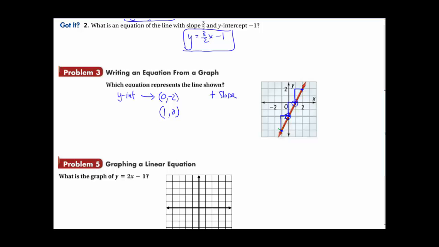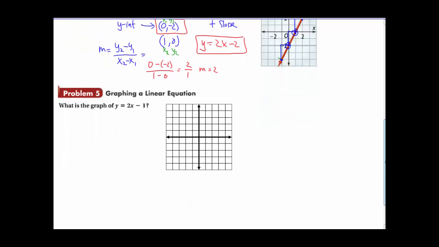From lesson 5.1, we remember that m is equal to the change in y over the change in x. So given our 2 points, if we said that (0, negative 2) was our first point, x1, y1, and (1, 0) was our second point, by filling in we're going to have 0 minus negative 2 over 1 minus 0, which is 2 over 1. So we know that our slope is 2. From one of the points that we just had, we know our y-intercept is negative 2. So therefore our equation is y equals 2x minus 2.